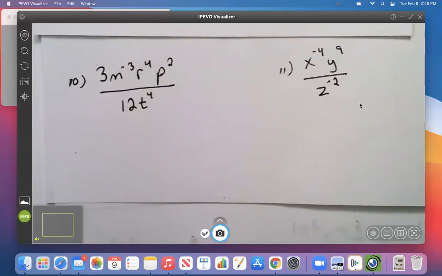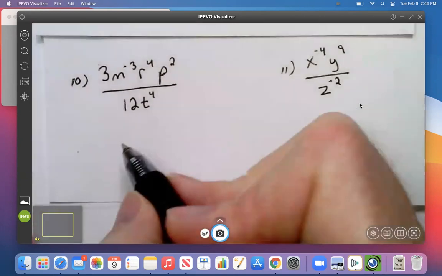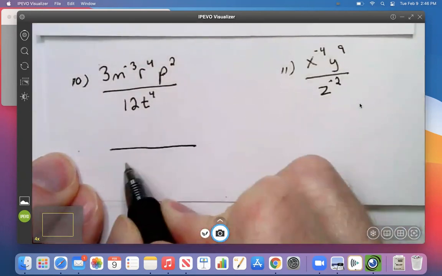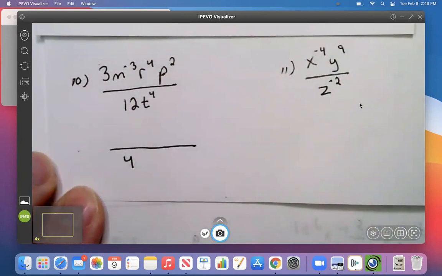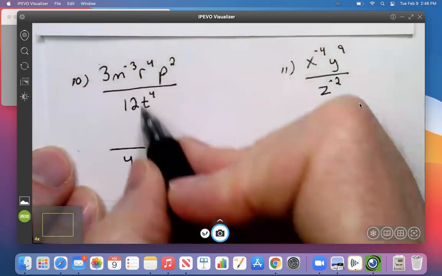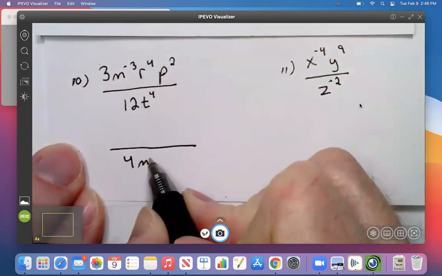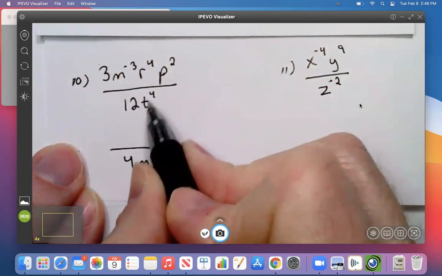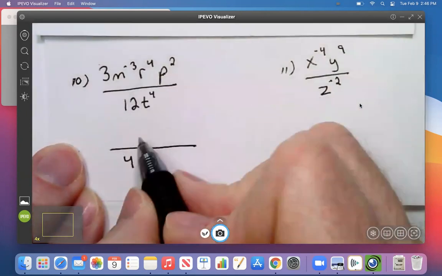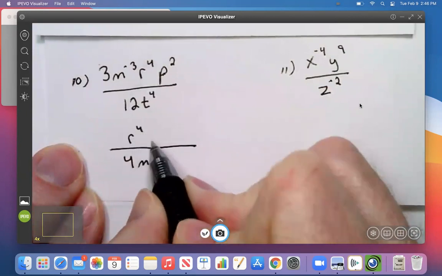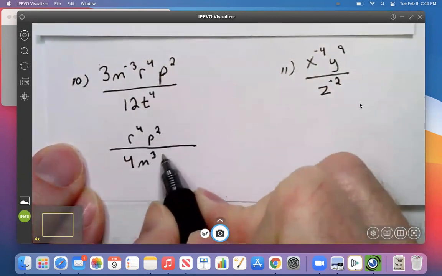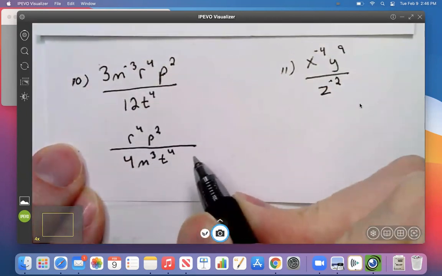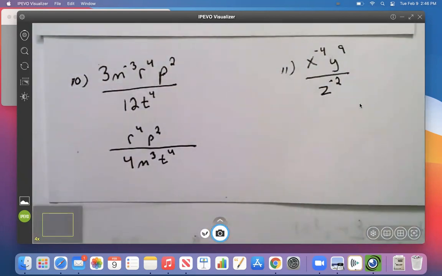Number 10. On number 10, 3 over 12 simplifies to 1/4. The negative m exponent needs to go to the bottom. The R, I leave it alone. The P, I leave it alone. The T, I leave it alone. Your answer is r to the 4th p squared over 4m cubed t to the 4th.